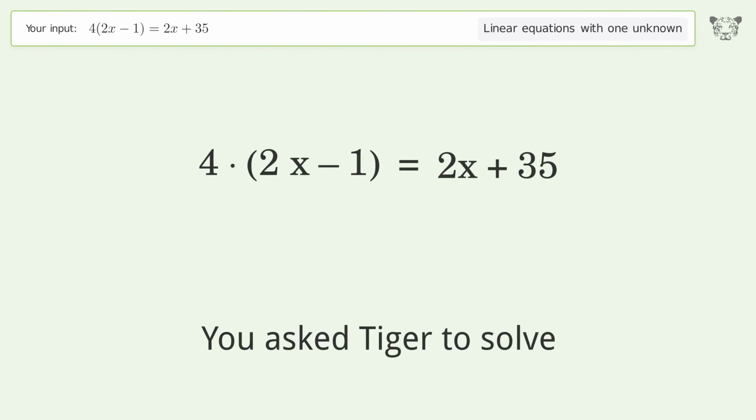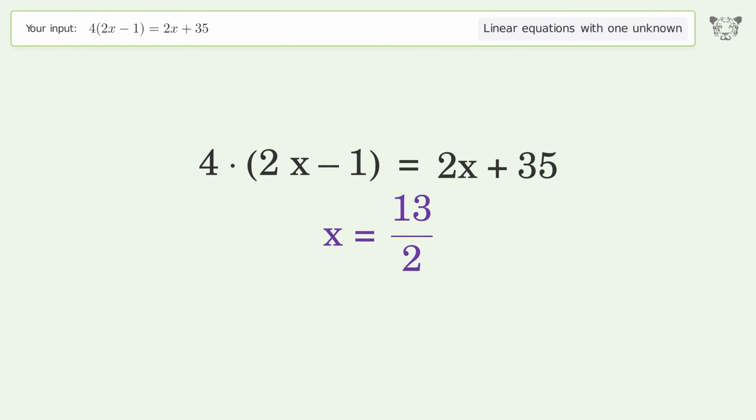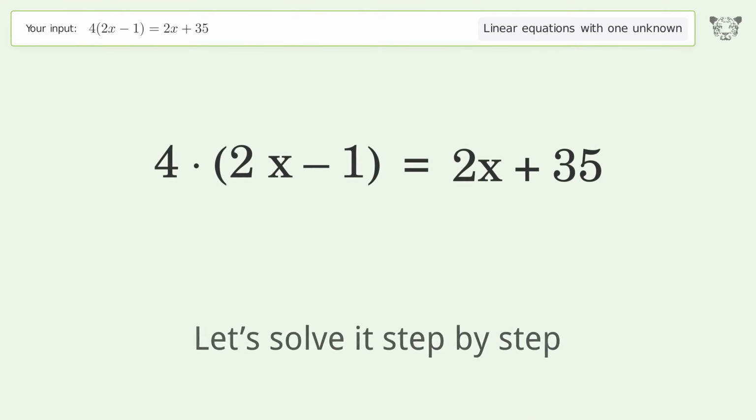You ask Tiger to solve this. This deals with linear equations with one unknown. The final result is x equals 13/2. Let's solve it step by step.